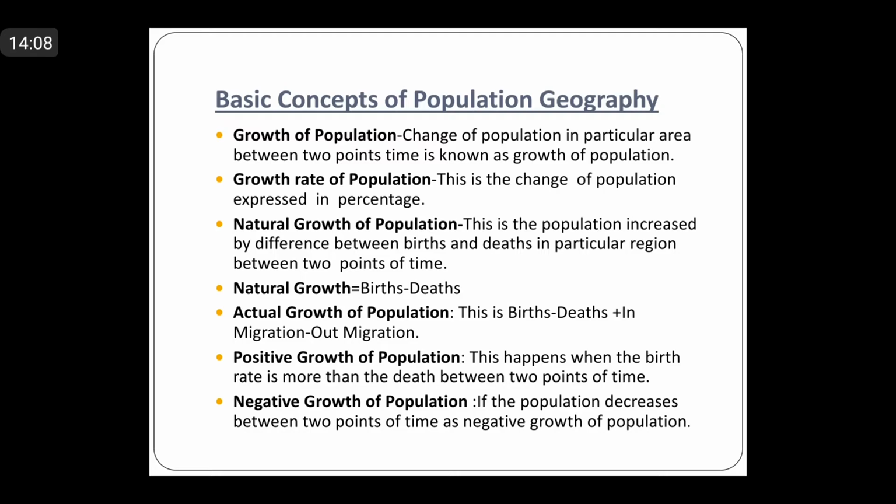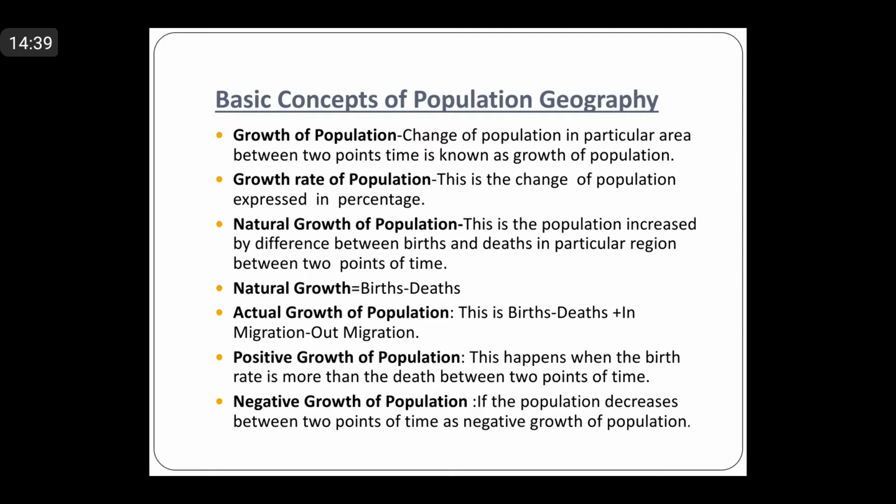Then comes immigration. To whom would you call an immigrant? An immigrant is a person who comes into a foreign country to live there permanently. And an emigrant is a person who has gone to live in another country.